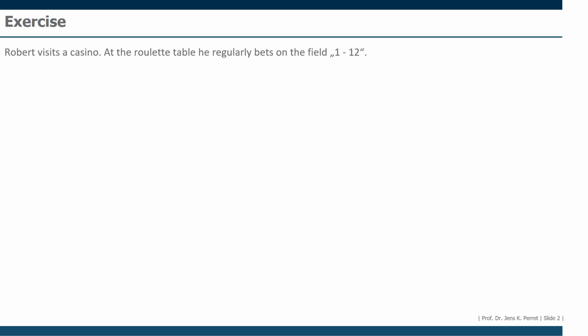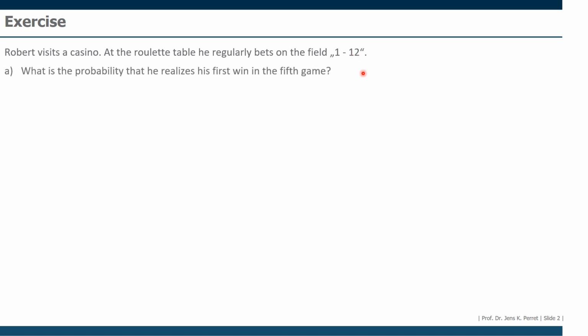Just as a side note, we have at the roulette table theoretically results going from 0 to 36. So in total we have 37 possible outcomes. So if he bets on 1 to 12, his chance is actually 12 out of 37. That's just a side note, which we're going to go back to at a later point.